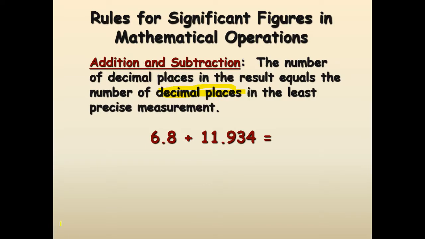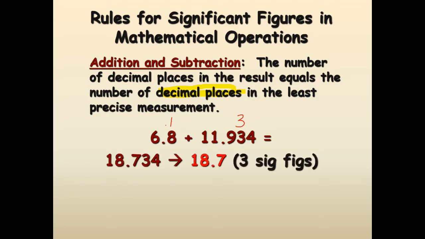So for instance, let me get my pen back so I can write. 6.8 plus 11.934. This one has one decimal place. This one has three decimal places. So we're not even looking at sig figs for adding and subtracting. It's just the number of decimal places. So you're going to add it up like normal, but the final answer can only have the number of decimal places of the number that had the fewest. So in other words, out of this problem, my fewest number of decimal places was 1. So my final answer can only have one decimal place.